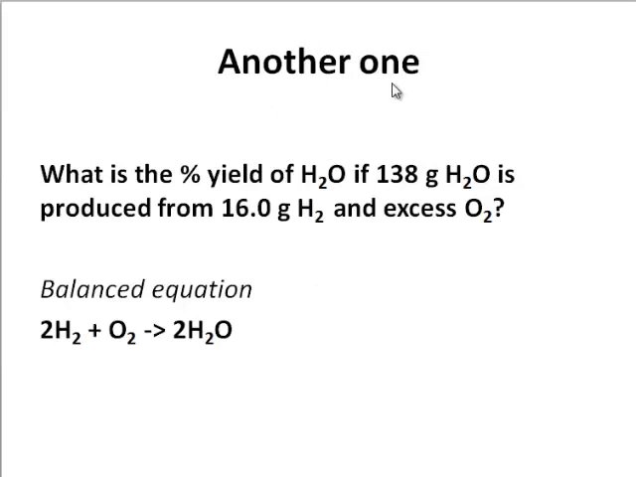All right, you try this. What is the percent yield of H2O if 138 grams of water is produced from the reaction of 16 grams of hydrogen in excess O2? In other words, there's enough O2 present for all the hydrogen to react with. The balanced equation for this reaction is combustion of hydrogen. Hydrogen reacts with oxygen to make water. Provided this information, you should be able to attempt the problem, which you should do before moving on in the presentation.